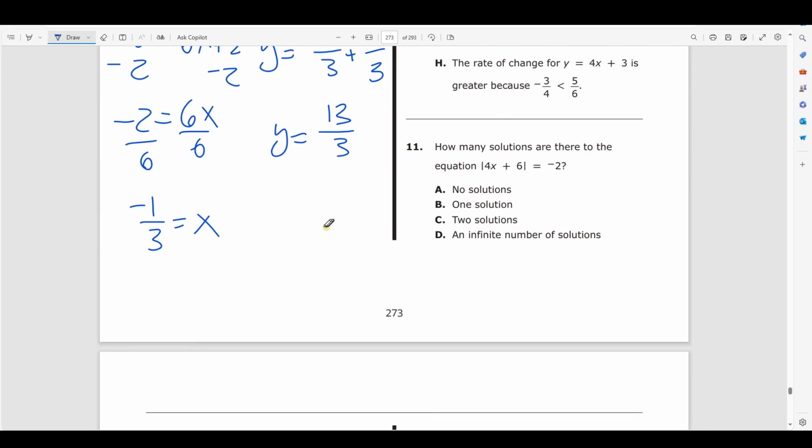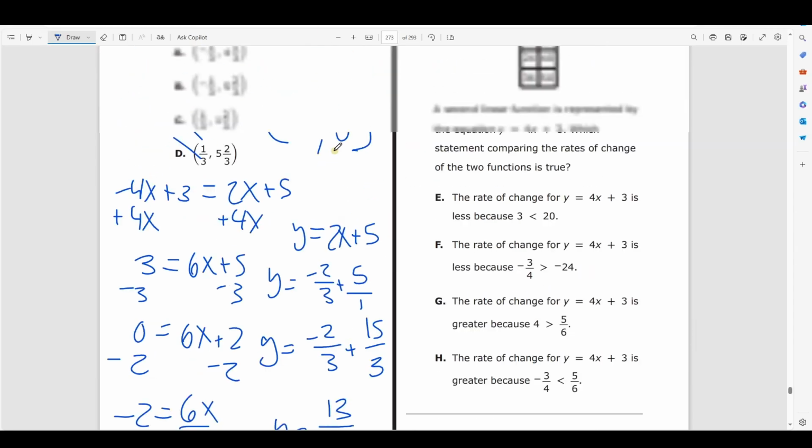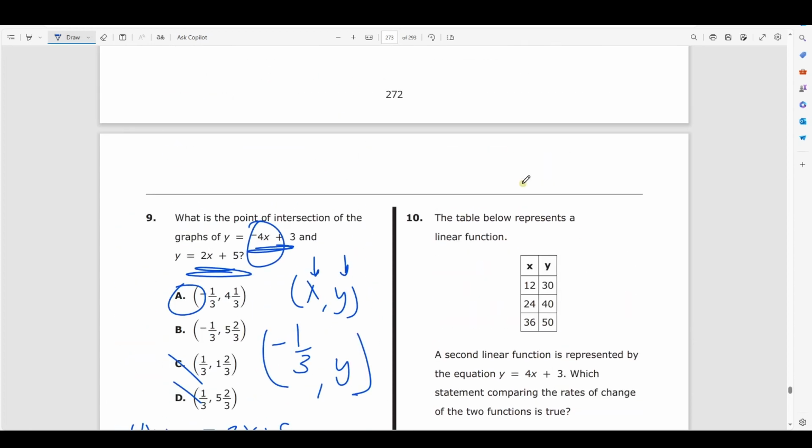How do we do that? How many times does 3 go into 13 fully? 4 times, right? Because 3 times 4 is 12. And 13 minus 12 is 1. So you're left with 4 with the remainder of 1 over 3, 4 and 1/3, which is going to be choice A.